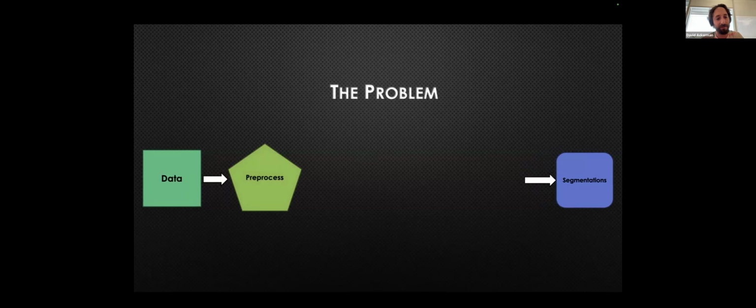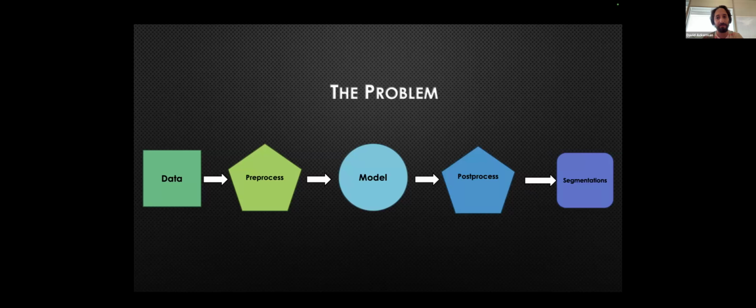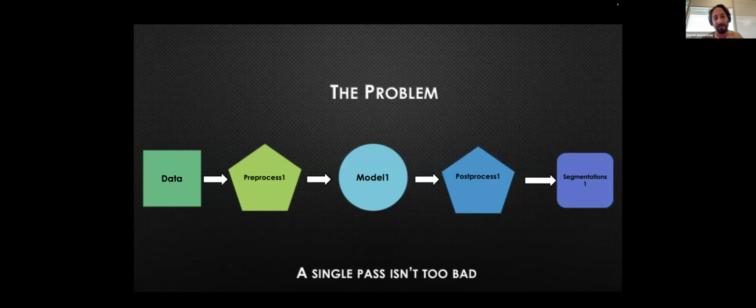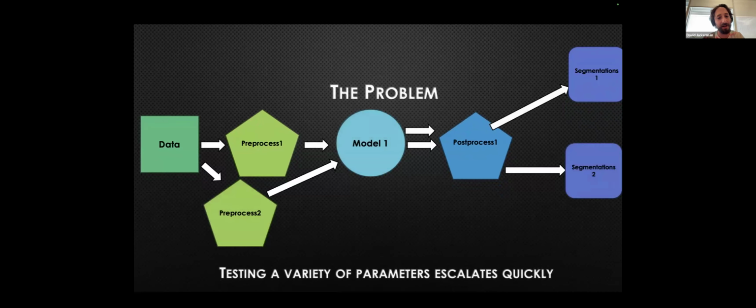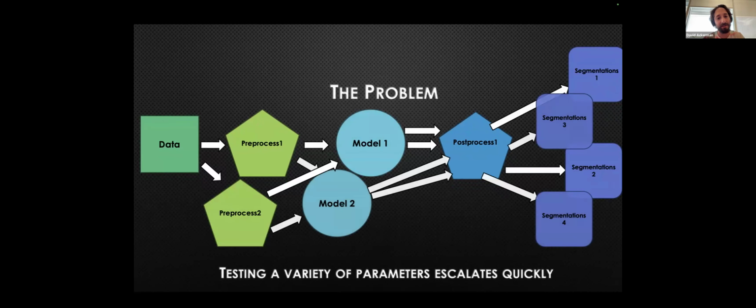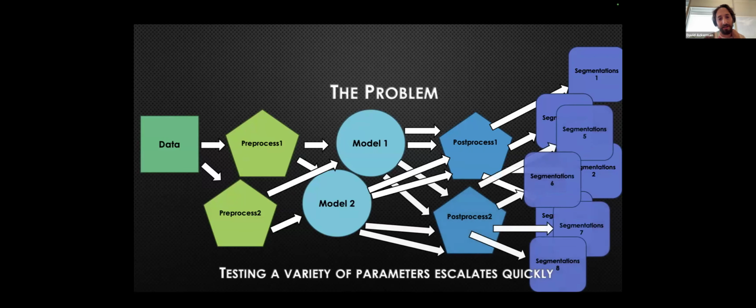So often there's pre-processing of your data, running it through some kind of machine learning model, and post-processing. And usually, if you have to do this a single time, that's not too bad. But oftentimes you want to test out a variety of pre-processing parameters, maybe test out different models or different iterations of a single model. You might want to test out different post-processing after you get the predictions from the model.